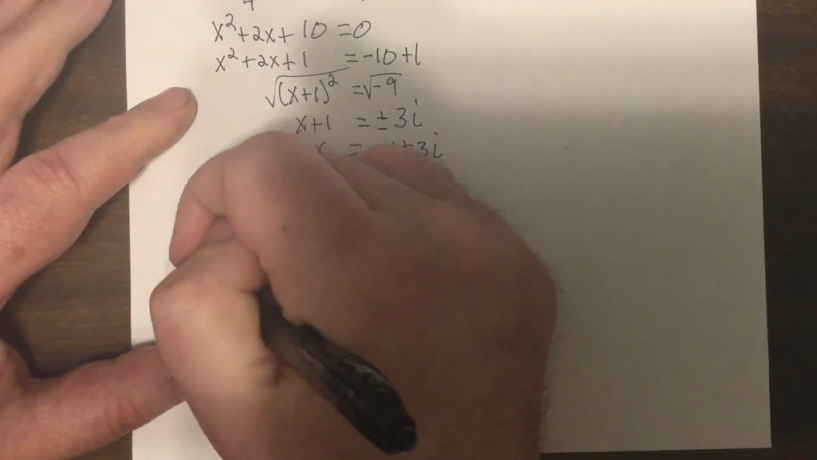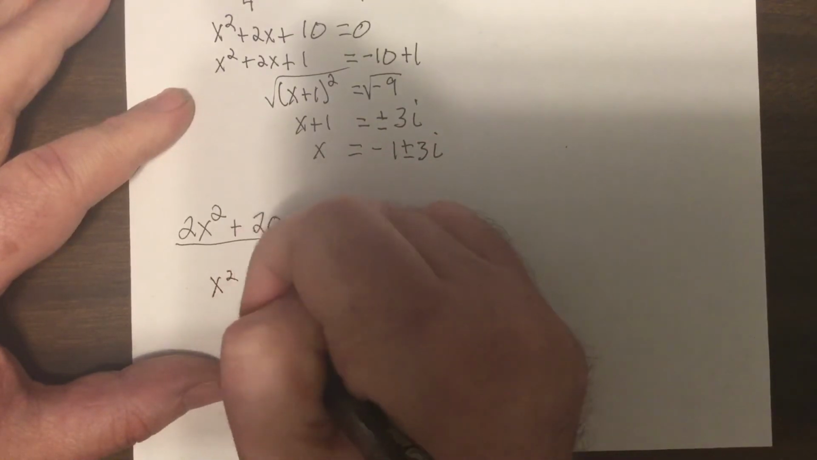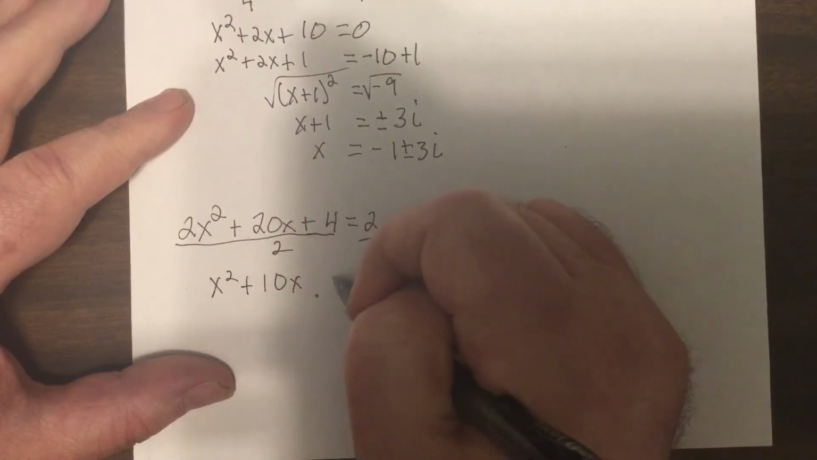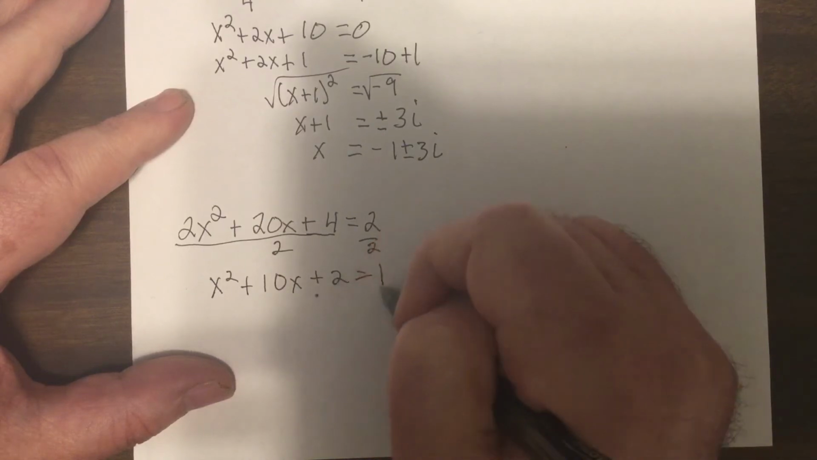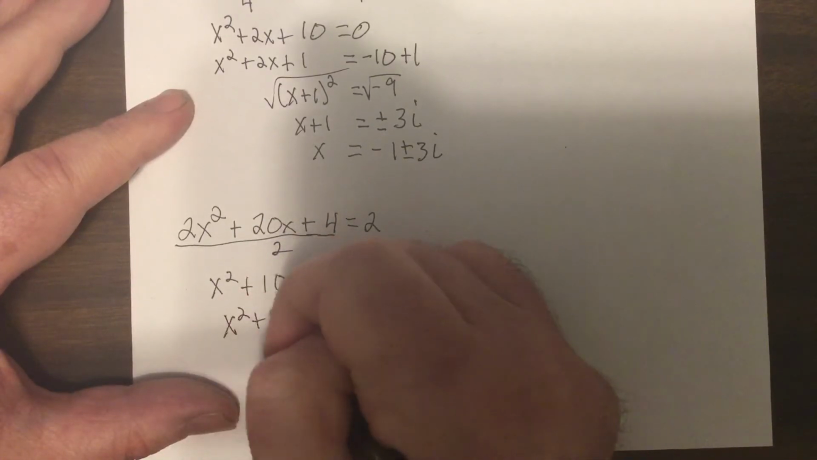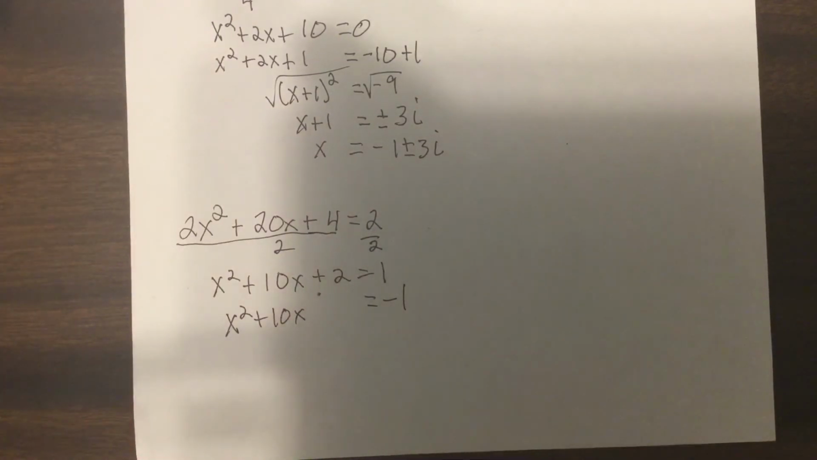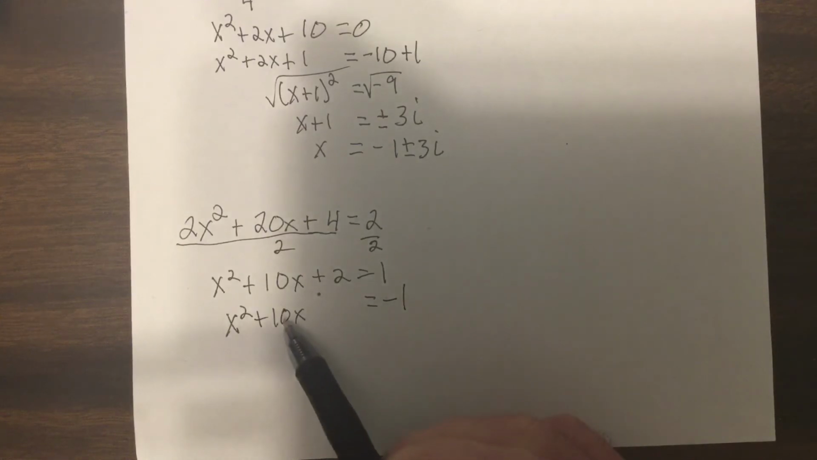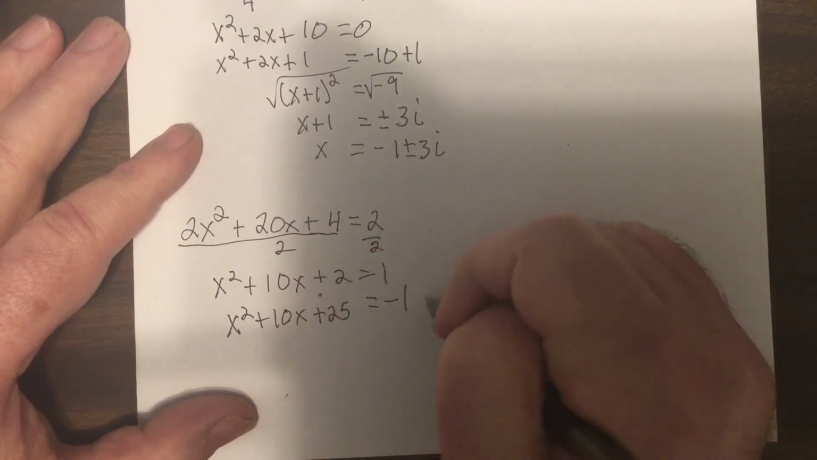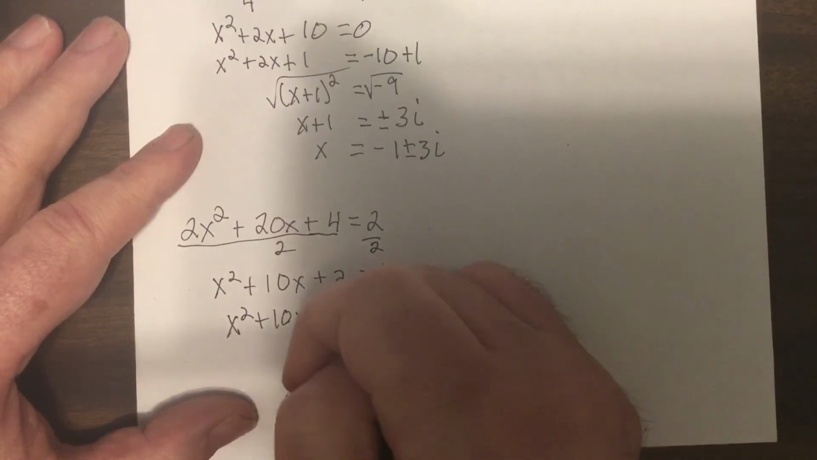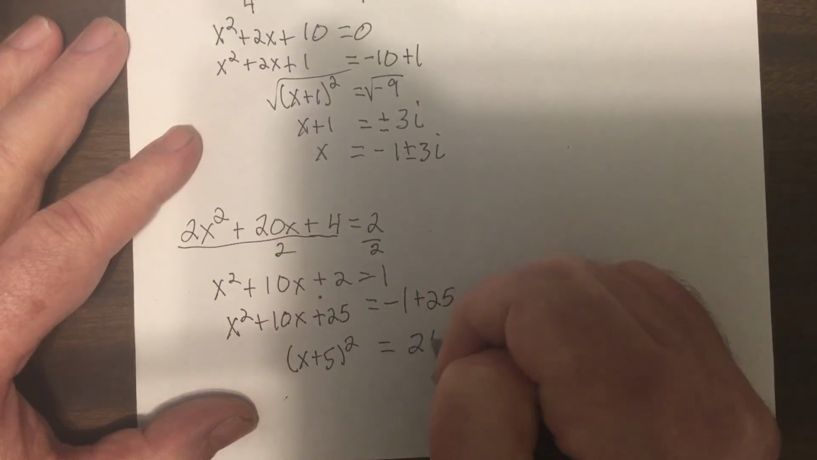Okay. So I'm going to divide both sides by a. So it'll be x squared plus 10x plus 2 equals 0. Subtract 2. Now I'm going to add the magic number to both sides. So it'd be half of 10 is 5. Square it. That's 25. Factor x plus 5 squared equals 23.